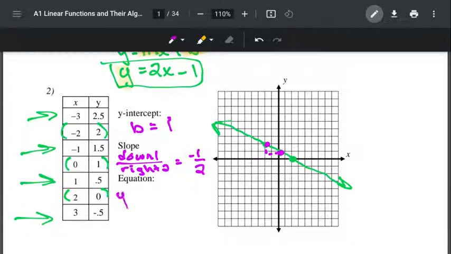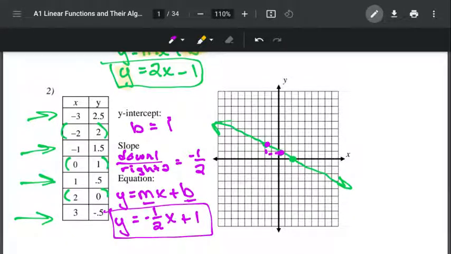So remember, when we make our equation, we have y equals mx plus b. We have to plug in our m number and our b number. So it's y equals -1/2 x plus 1. Pretty cool, huh? I think it's pretty cool. Let's go to number 3.